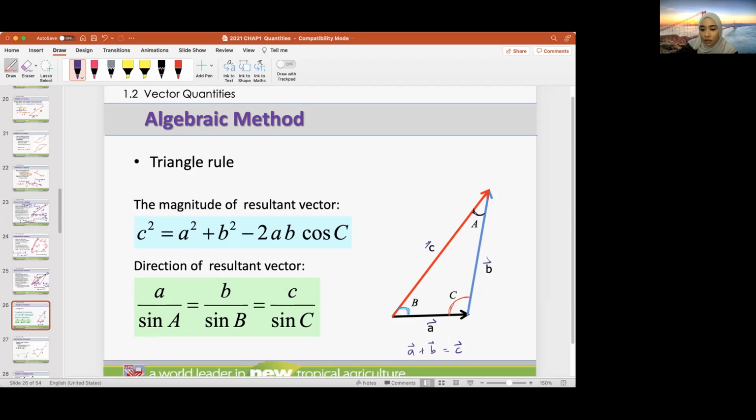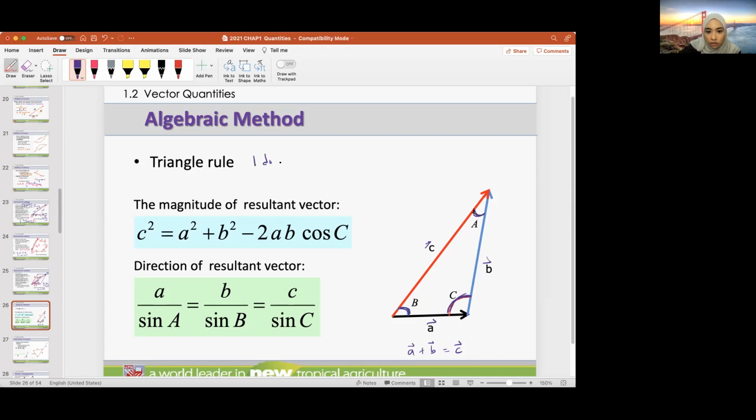But first, to use this triangle rule, you have to define all the angles associated with this triangle. All the angles associated with this triangle. That's right. First, you draw the A tip to tail method. Same, tip to tail. And then you connect the resultant. But you don't want to use your ruler. You don't want to use your protractor. This is where the triangle rule comes in handy.